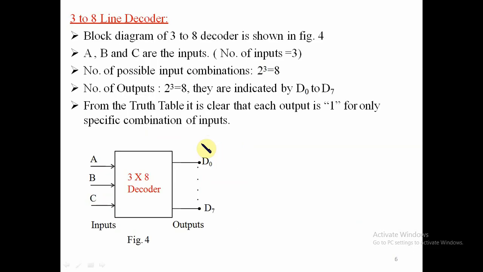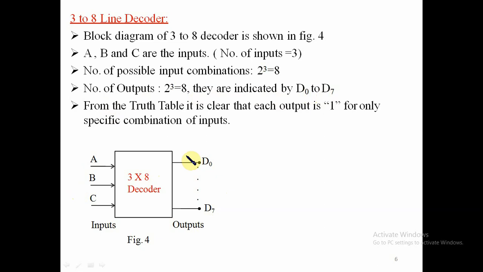Next, now we are going to the 3 to 8 line decoder. Here there are three inputs, A, B, C, as the name 3 to 8 line decoder suggests. The possible input combinations total 8, that is 2 raised to 3, and they are indicated as D0 to D7. Here are the output pins, and here are the input pins.